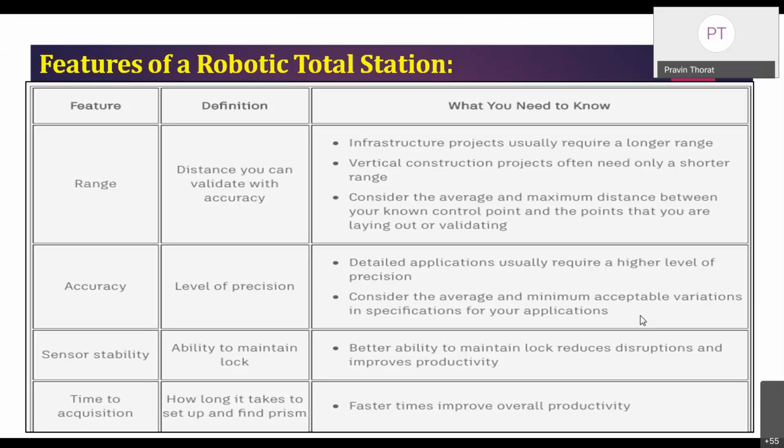Then the next feature is accuracy. We need accurate survey data, a level of precision. Detailed applications usually require a higher level of precision while doing the survey. Consider the average and minimum acceptable variations in specifications for your application. As the range of the model increases, or when we use a higher range or top-end model, the features and functions also get improved.